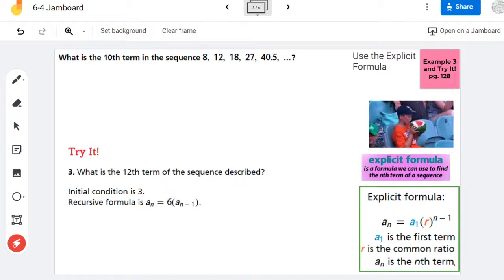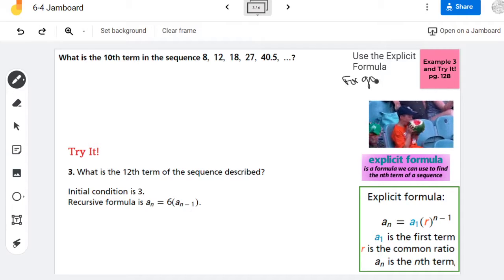In today's video, I'm covering example 3 from lesson 6-4 in the SavvasRealize Algebra 1 textbook. The goal of this video is to use the explicit formula, and I'm going to put a caveat on there for geometric sequences.